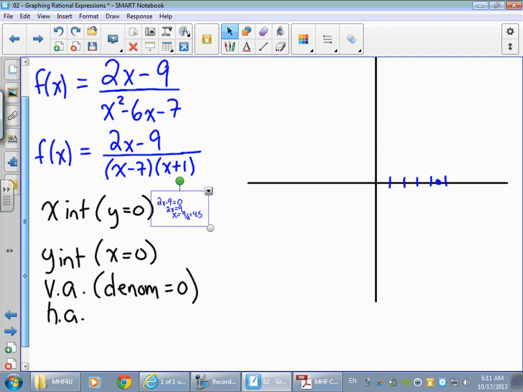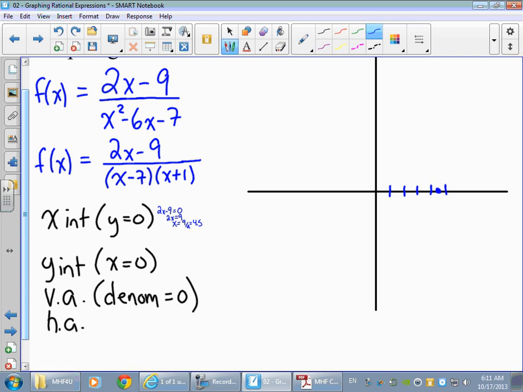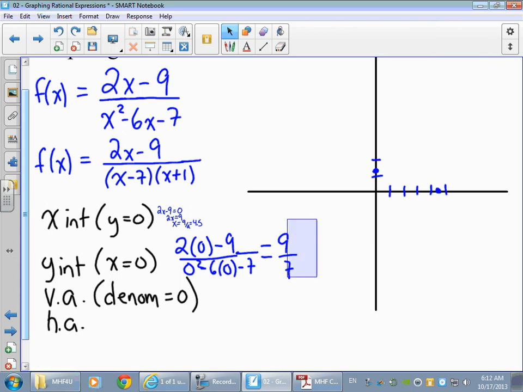My y-intercept, the y-intercept occurs when x is 0. And so when x is 0, if I look at my expression, I get 2 times 0 minus 9 over, now I'm actually looking at the original here, 0 squared minus 6 times 0 minus 7. Could maybe pick slightly nicer numbers, but 9/7 is my y-intercept. And so just kind of counting up here, 1, 2, 9/7 is a little bit above that. Just trying to get a nice feel for where it is. It's between 1 and 2, closer to 1 than to 2. Again, it's a sketch, and so that's good enough.